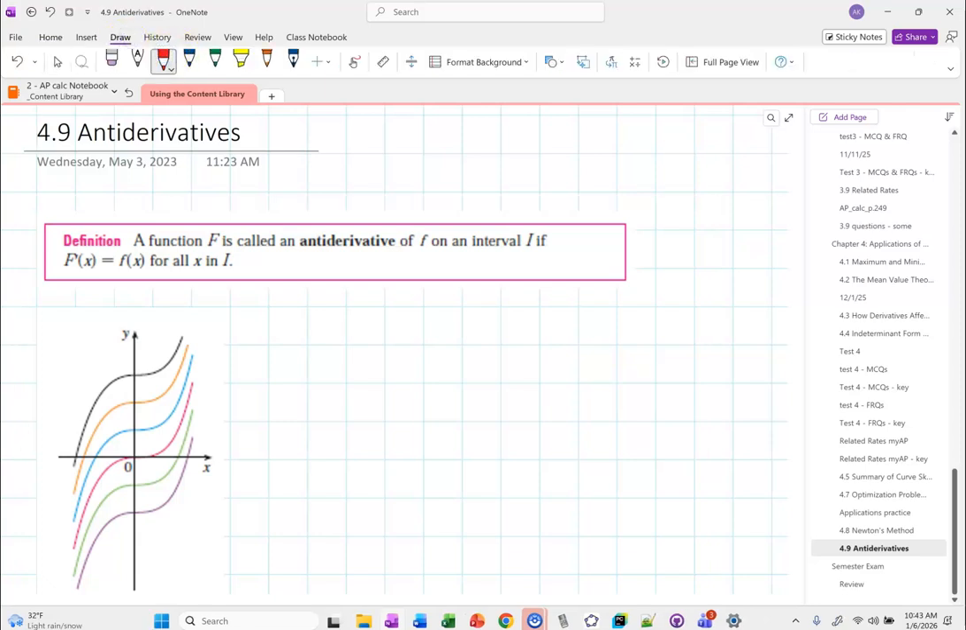So for example, if I have my function f of x is 3x squared, the antiderivative is x cubed. Because what's the derivative of x cubed? 3x squared. That's all we're saying here. Does that feel okay?